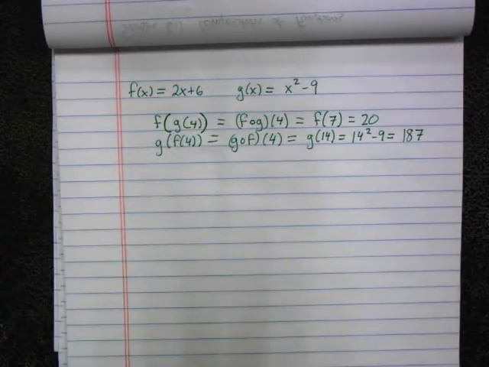Notice you do not get the same answers. One of them was 20, one of them was 187. When doing composition, order makes a big difference. When you do FOG, you'll get one answer. When you do GOF, quite often you will get a different answer. Very rarely will you get the same answer. It can happen, but very rarely. Questions on that?